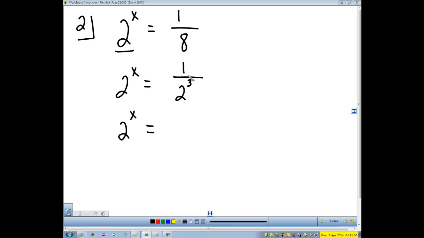Now we need to rewrite 1 over 2 to the 3rd so that it is the same base as this 2 right here. So I am going to bring this 3 to the top, and it will be 2 to the negative 3 power. Now that our bases are equal, we set the exponents equal to each other and solve. And x is equal to negative 3.